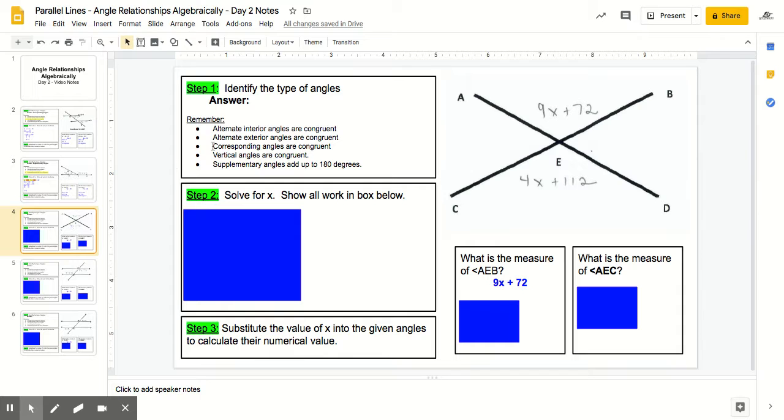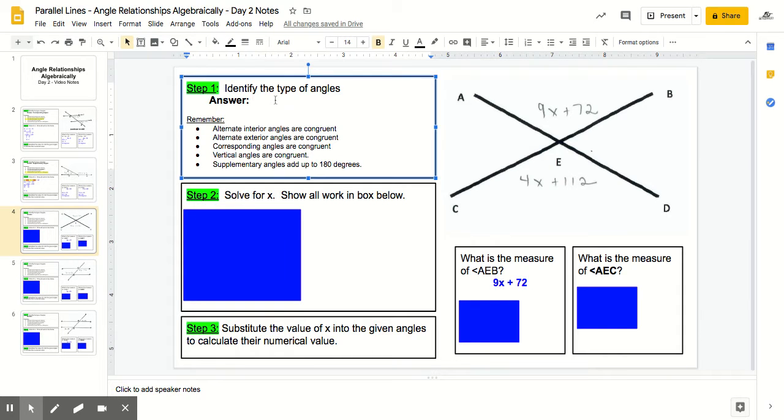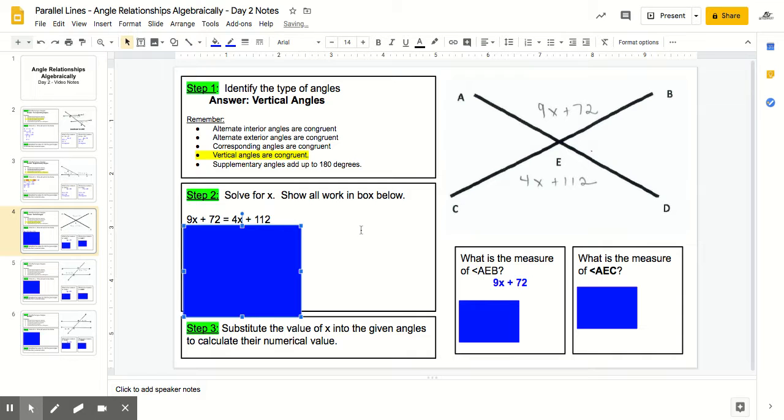Okay, number 3, step 1, identify the type of angles. Well, I have two angles that are formed by the intersection of two lines, and these angles are across from each other, making them vertical angles. What we need to know about vertical angles is that all vertical angles are congruent, which means they are equal to each other. Okay, so 9x plus 72 has to be equal to 4x plus 112, so I'm going to set those angles equal to each other just like we did in the first one.